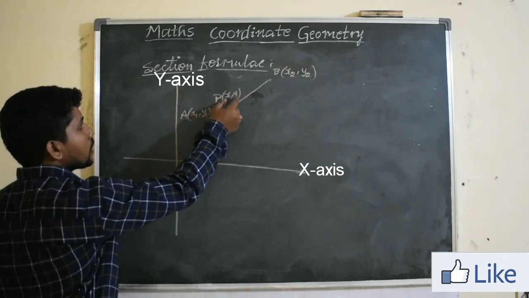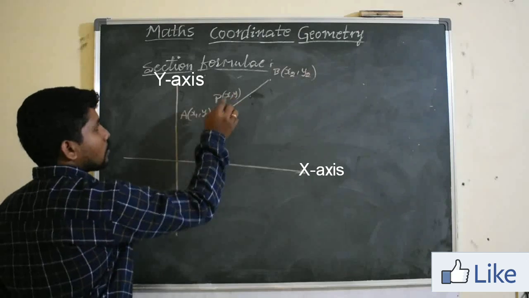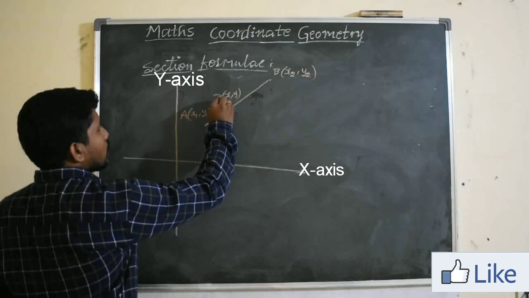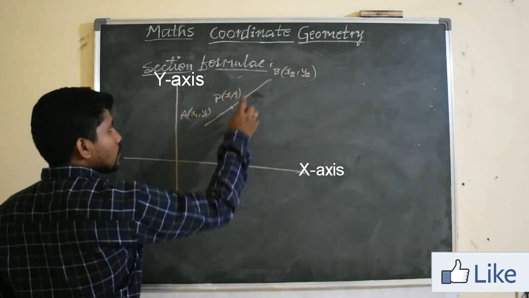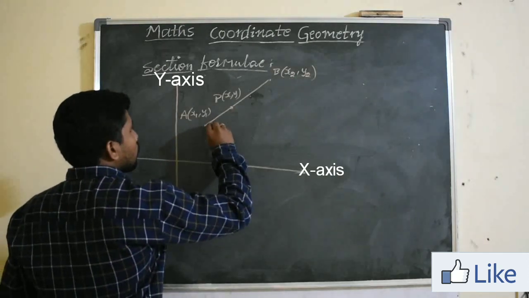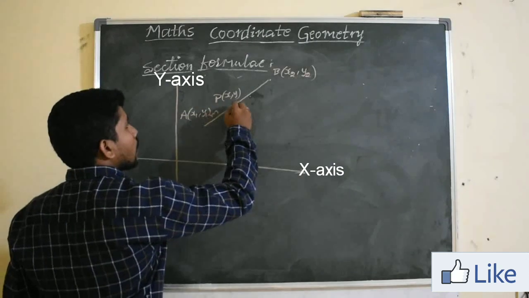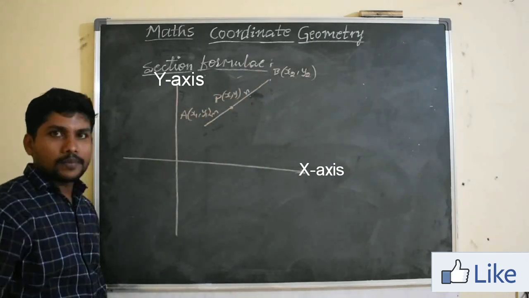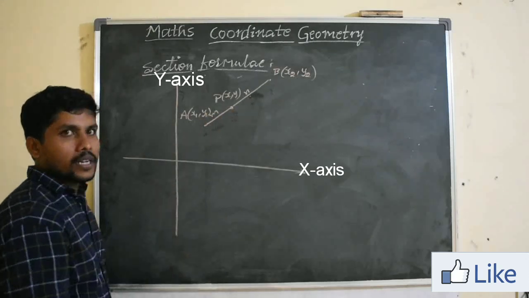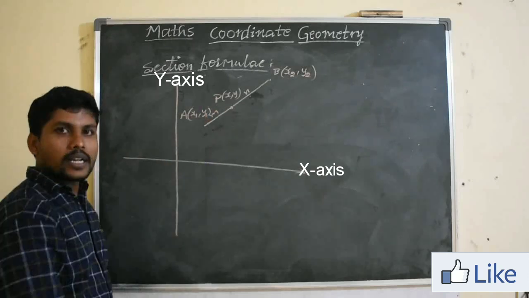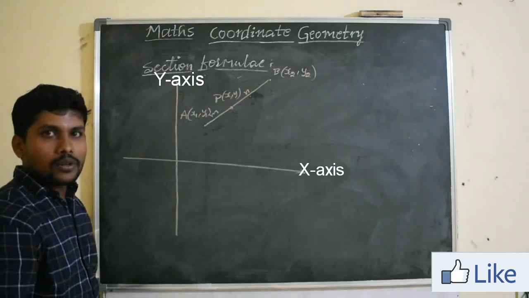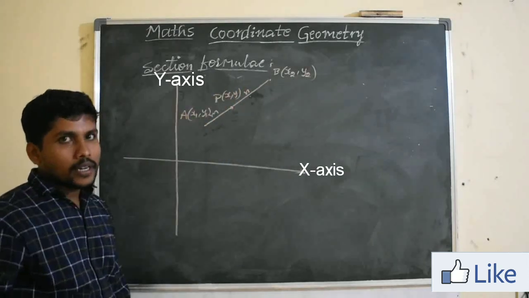Actually, we are finding the coordinates x comma y. As we don't know the coordinates, we are assuming it as some x comma y. And assume that the point is dividing this line segment in the ratio m is to n. So the ratio AP will be m and PB will be n. As the point is in between A and B, we can say it is dividing AB in the ratio m is to n internally. Now we need to derive a formula, the section formula, to calculate the coordinates of the point P.